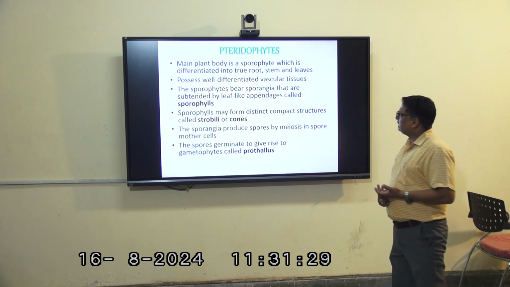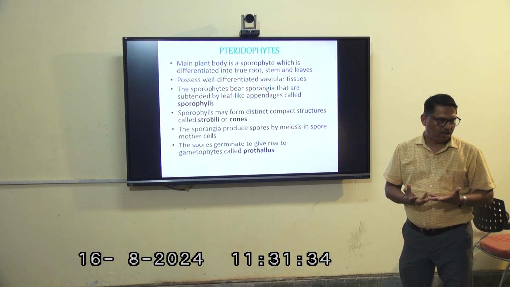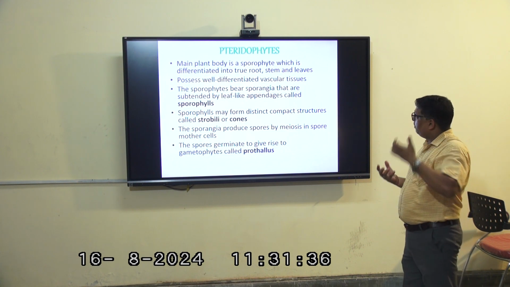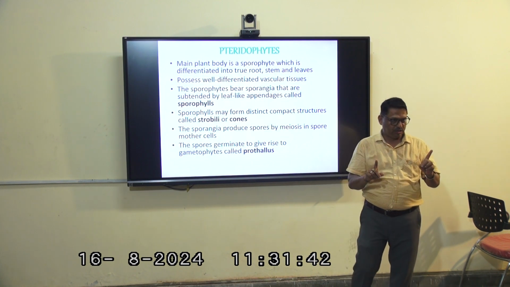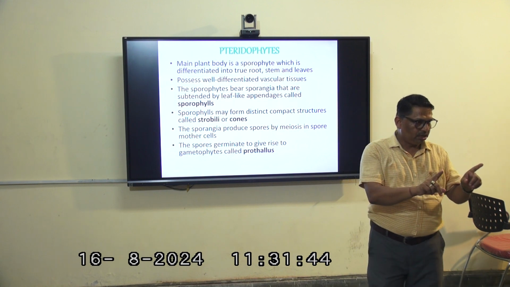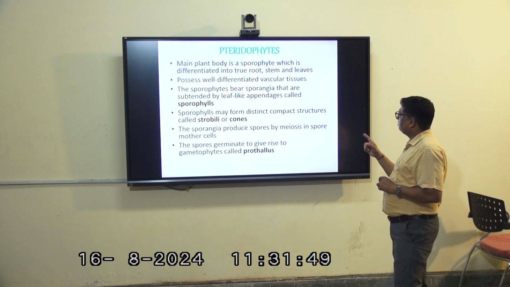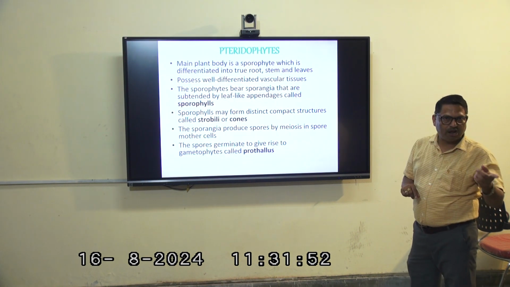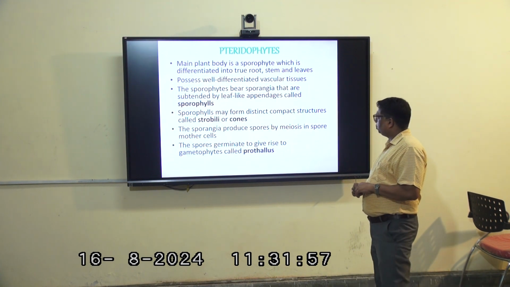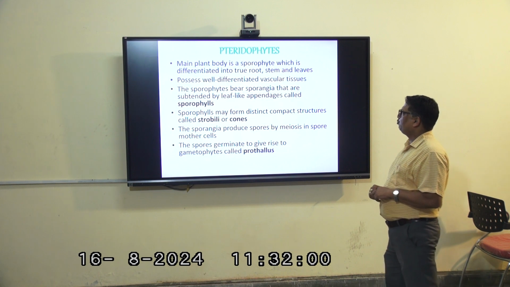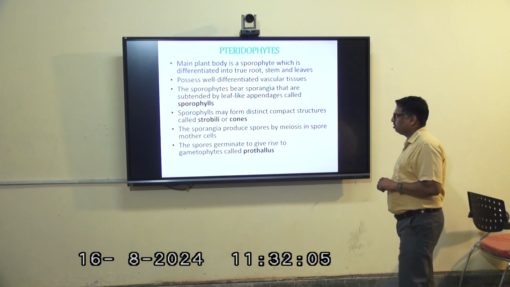Likewise, pteridophytes have a slightly more complex structure. When we talk about pteridophytes, the main plant body is the sporophyte, which is differentiated into true roots, stems, and leaves. This is the most distinguishing character between bryophytes and pteridophytes. When we talk about bryophytes, they don't have true roots. Pteridophytes possess well-differentiated vascular tissues, and the sporophyte bears sporangia that are subtended by leaf-like appendages called sporophylls.